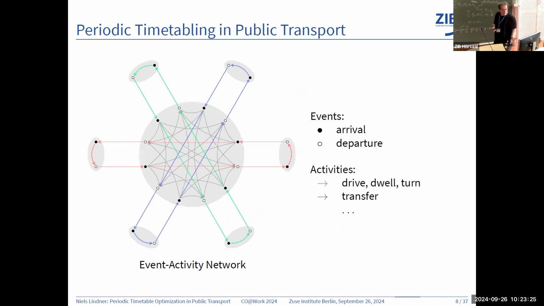And we call these vertices here events, arrival events, departure events. And the arcs are activities. They are driving, dwelling, turning, transfer. You could also think of more things, whatever you like. For example, you could separate two lines by a certain headway, for example, and so on, but I won't do that here.